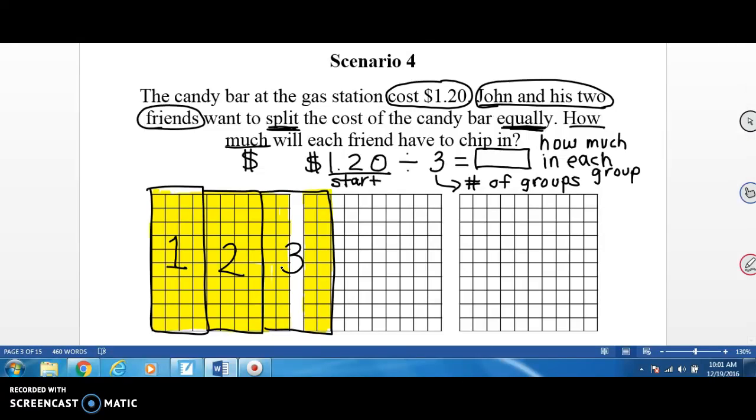So let's look at it and do our checklist. Did I start off with $1.20? Yes. Did I make 3 groups? Yes. Are they equal groups? Yes. Now, here's the question. How much is in each group, and it needs to be in terms of money, 40 cents. 40 cents, which is the same thing as 40 hundredths. Wait, I still got it right.